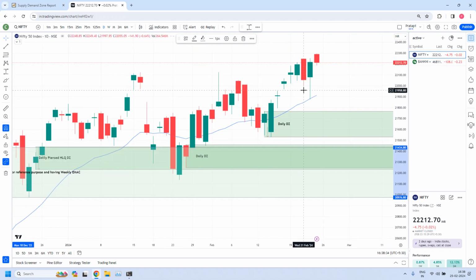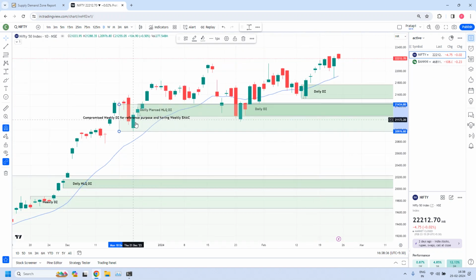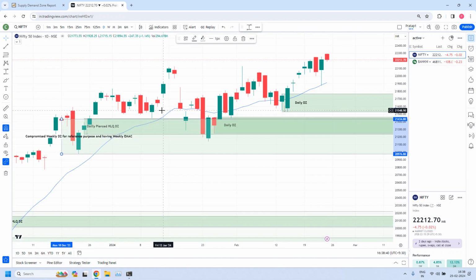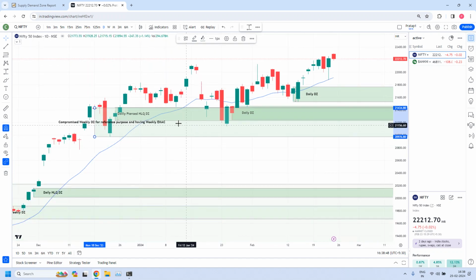And next, finally, we went to daily. Here we have identified a daily pierced zone. This is already pierced. Why have we drawn pierced? Below there could be bear traps. We want to identify those bear traps. In which time frame will they probably be there?